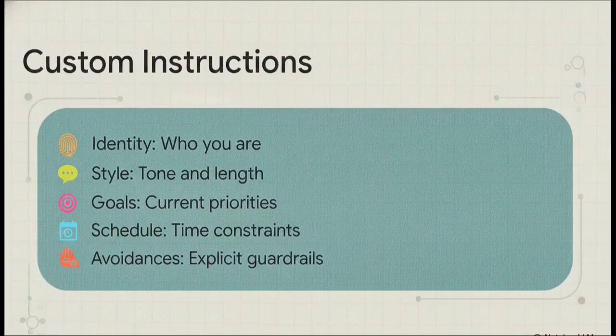Custom instructions fix this by creating a permanent background layer across 5 key areas: your identity, your preferred communication style, your current goals, your daily schedule, and your avoidances, those explicit guardrails of what you absolutely do not want. For example, telling it to never, ever start an email with "I hope this email finds you well." Fill this out once, and Claude already knows exactly who you are from the very first message of every single conversation.